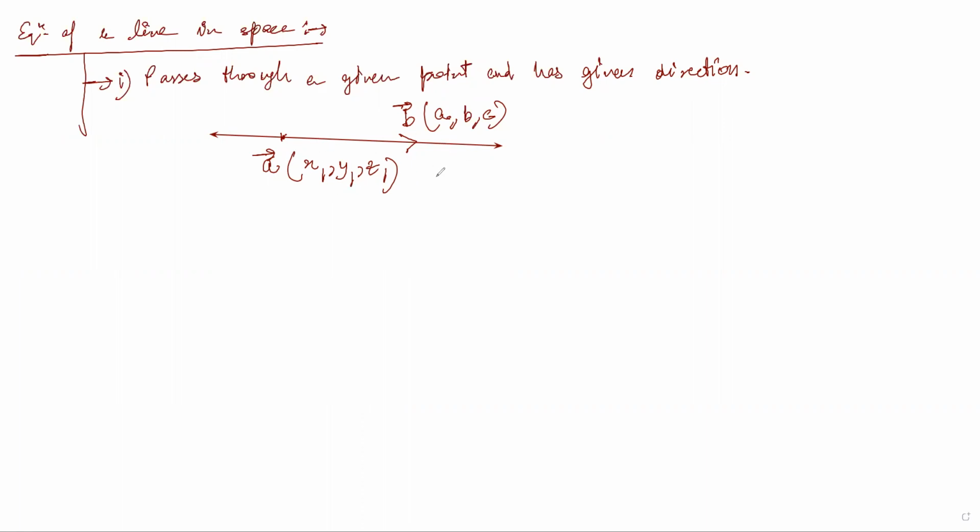Now you want to define this line. How do you say a point is lying on this line? Take any point, a general point. This is R. Let's say R has coordinates x, y, z. What is the condition that R lies on this line? If R is also lying on the line, then the DRs of R and A should be proportional with B.